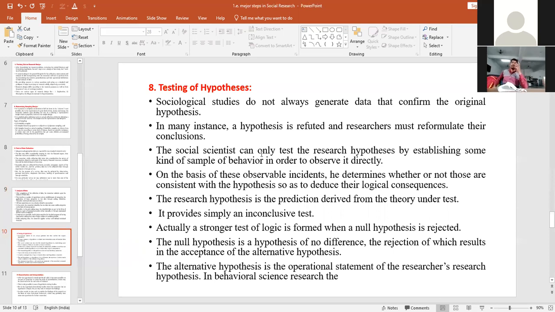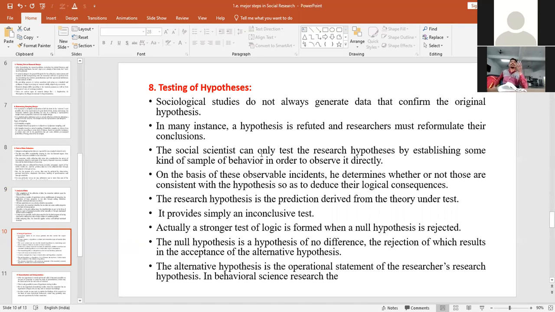If, for example, the socio-economic conditions are very poor or very low for the tribal people compared to the general people, so what may be the reason? The first reason may be the lack of education. So here the lack of education is the hypothesis. That hypothesis has to be tested by the researcher, based on the analysis of data.